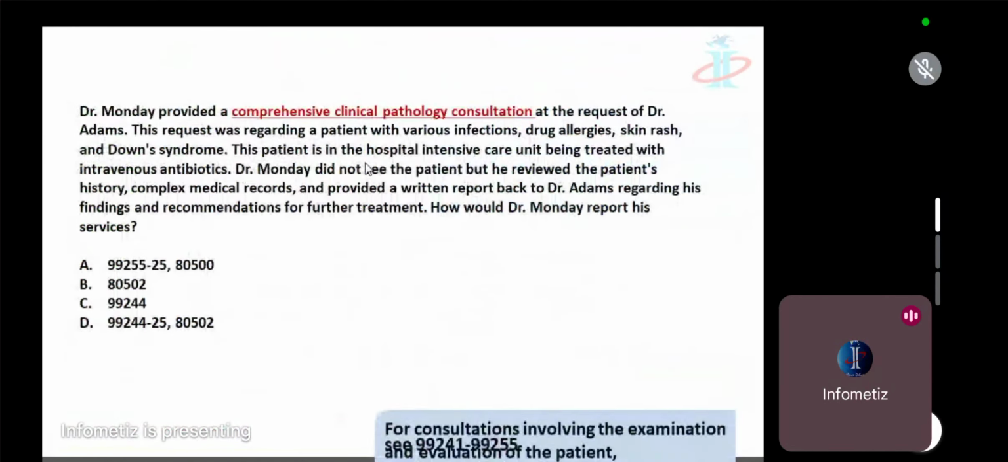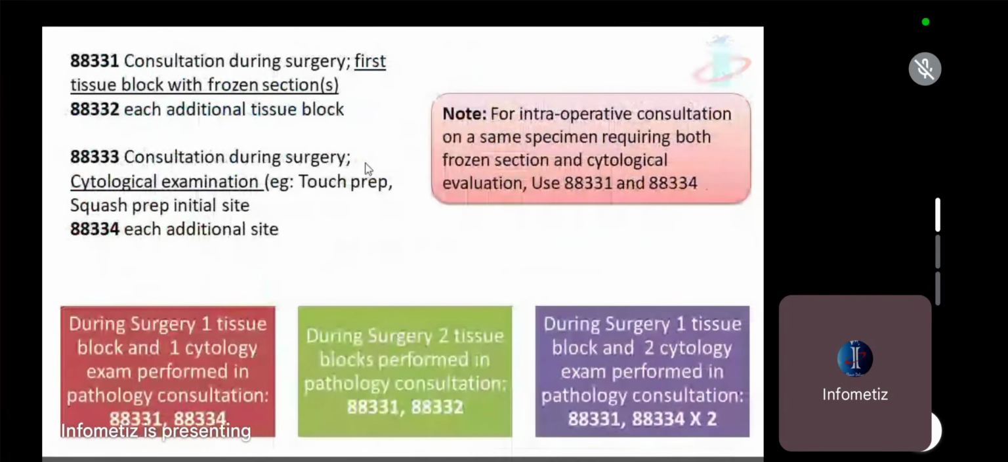Okay. Consultation we will cover today. Then yesterday we have seen the frozen section and cytological examination. What is the concept here? Anyone? What do we need to remember? That is the other one. That is surgical pathology. Here. Correct. We should not code 88331 along with 88333, for that the keyword is same specimen.